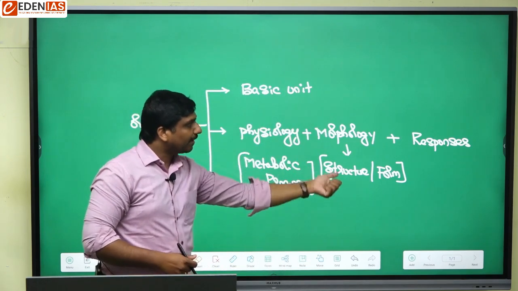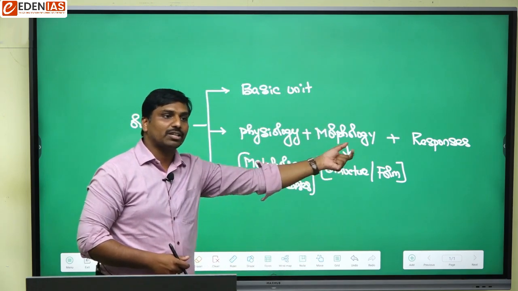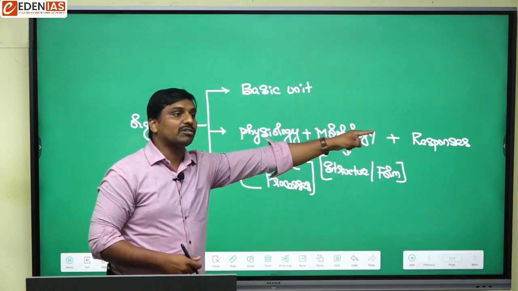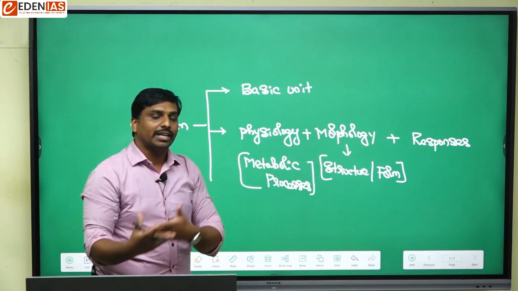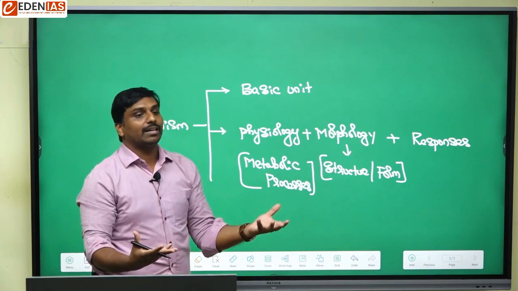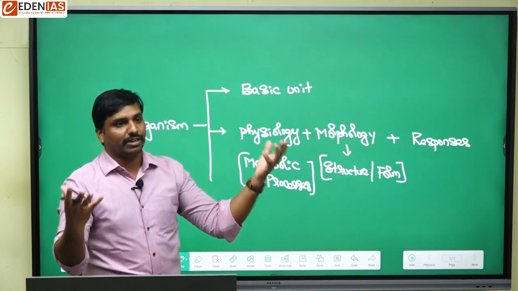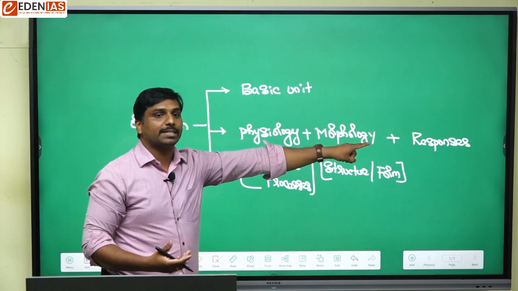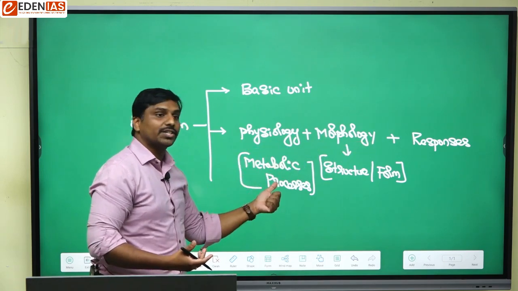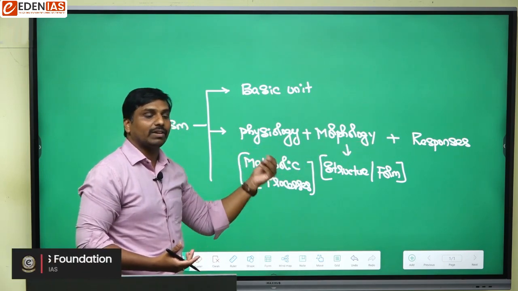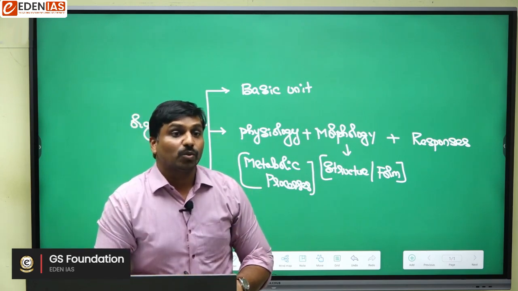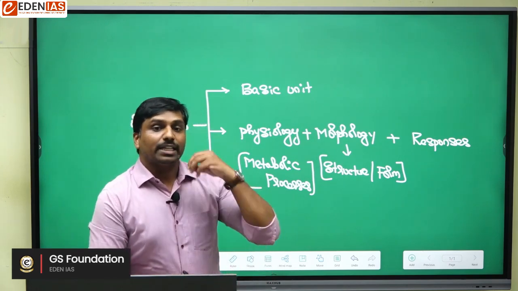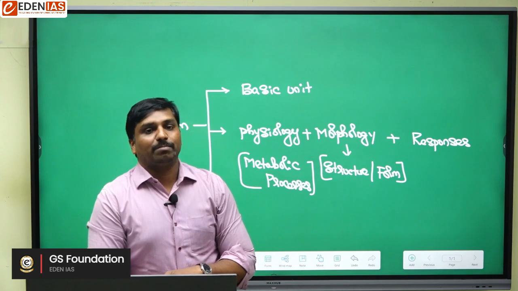But think about a plant. Does it have a proper morphology, shape and structure? And will it respond to the environmental conditions? For example, when water level drops, it droops; when water level is adequate, it flourishes. So there would be response. And what about physiology? It will have respiration, digestion, and all other processes. So plant is one example of organism.